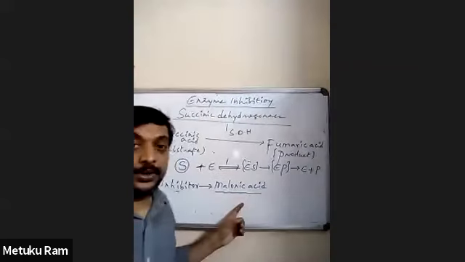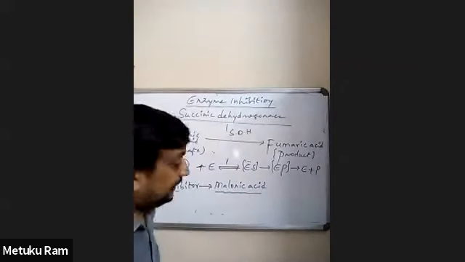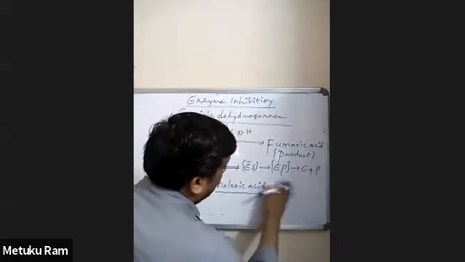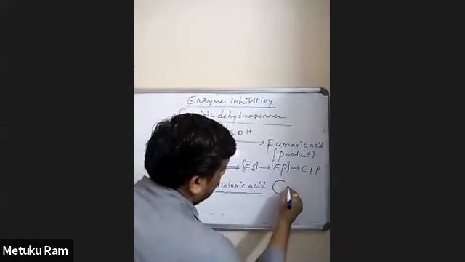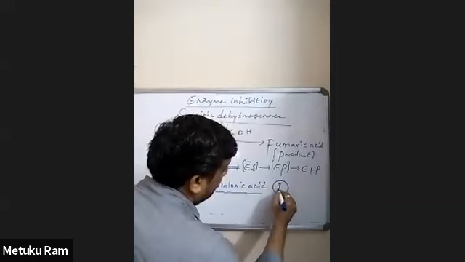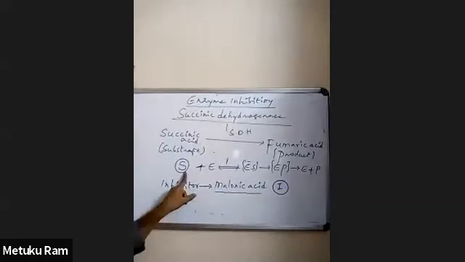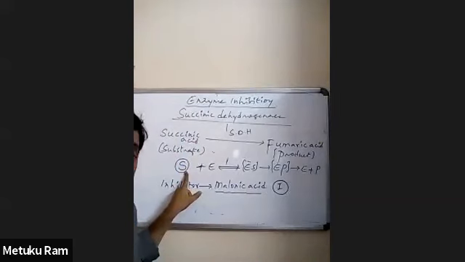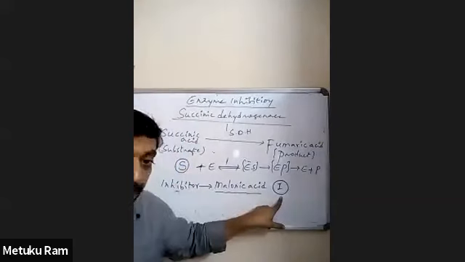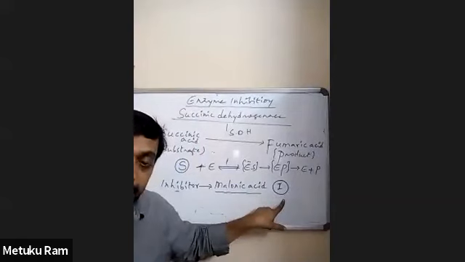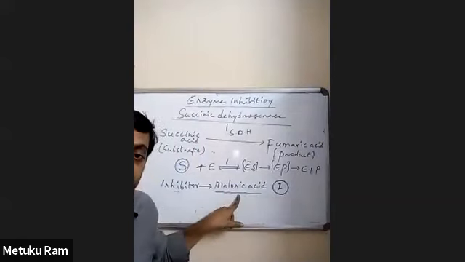This inhibitor is called malonic acid. It has a structural similarity, exactly to the structure of the substrate molecule. What is the inhibitor?